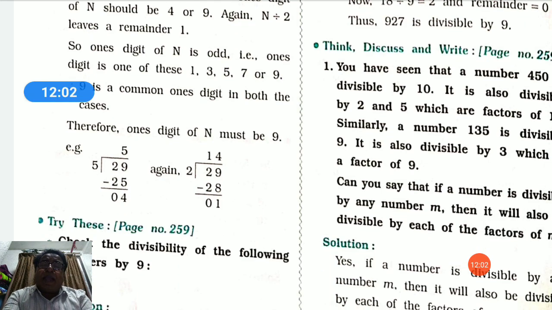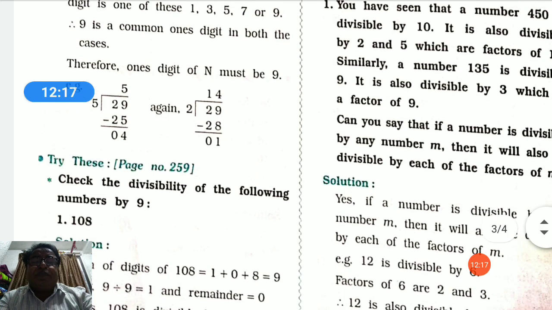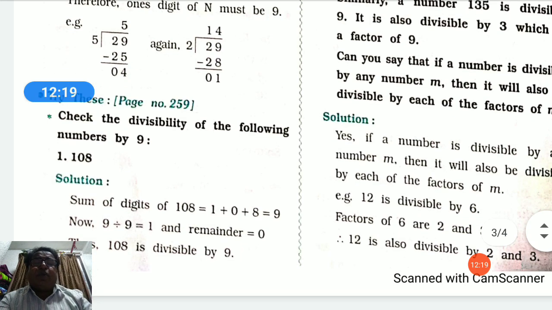29 divided by 5. 5 fives are 25. Remainder is 4. 29 divided by 2. 2 fourteens are 28. Remainder is 1. Now, next type, check the divisibility of the following numbers by 9.